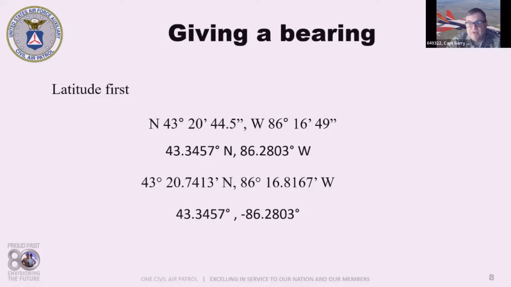If we were south of the equator, then we would say negative 43.3457. If we were east of Greenwich, so if we were in Europe or Asia, we would be at 86.2803 degrees. Does that make sense? Everybody understand that? So in North America, which is where we're going to be for the most part, we're always going to have a positive latitude and a negative longitude.